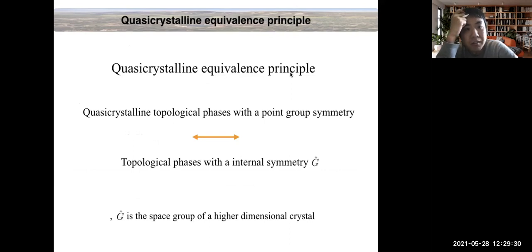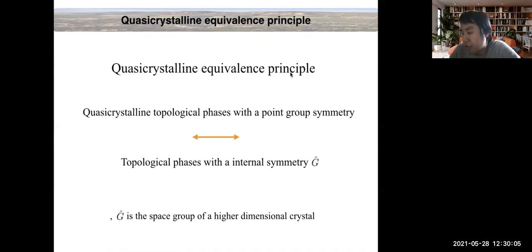Finally, we also propose a general classification principle. It's called the quasicrystalline equivalence principle. It says that quasicrystalline topological phases with a point group symmetry, if we only care about the classification, would be the same as topological phases with an internal symmetry G hat, where you can think of G hat as the space group of these higher dimensional crystals living in the superspace.